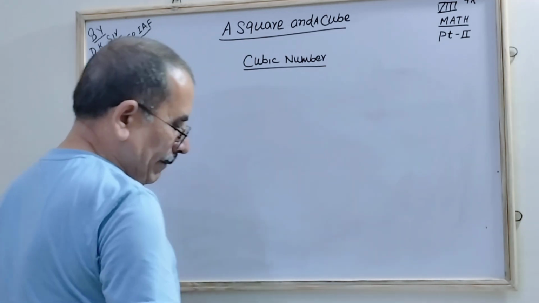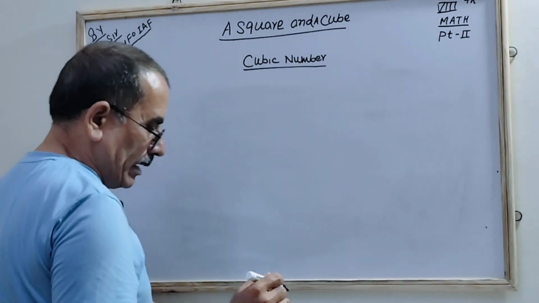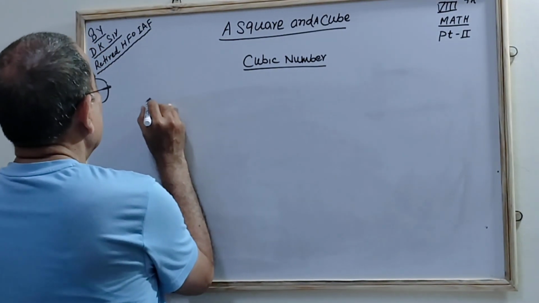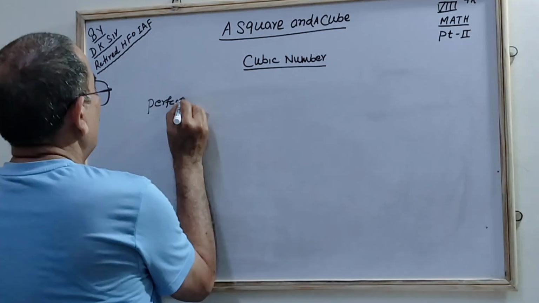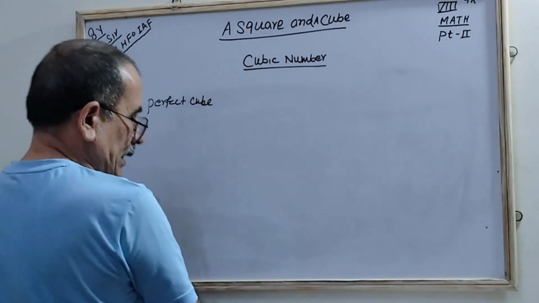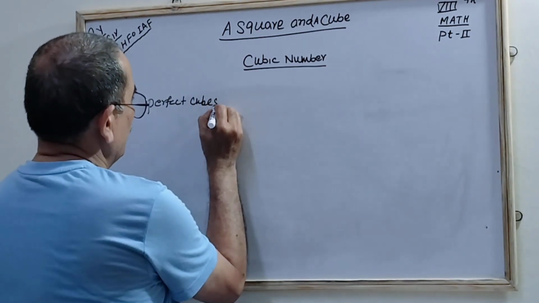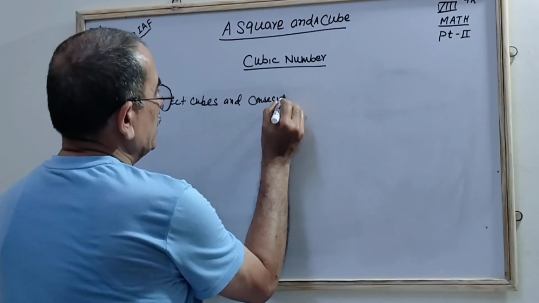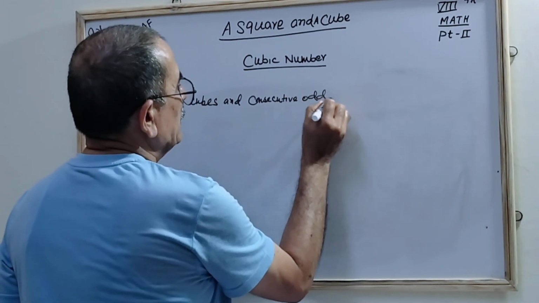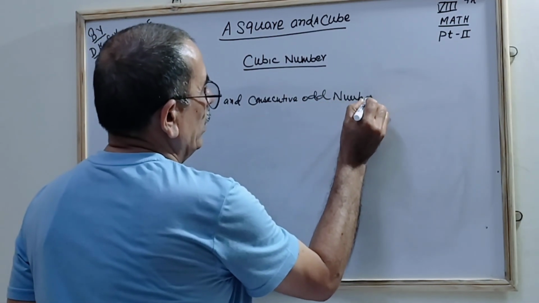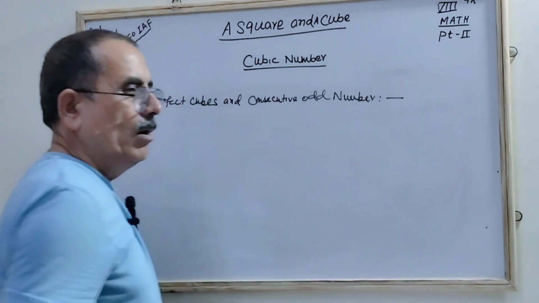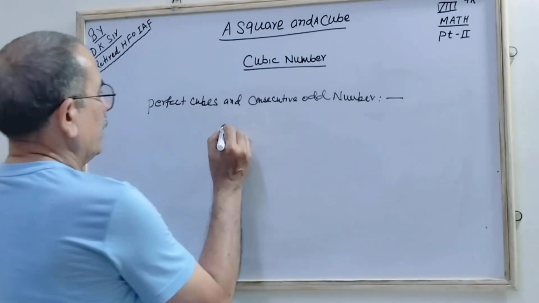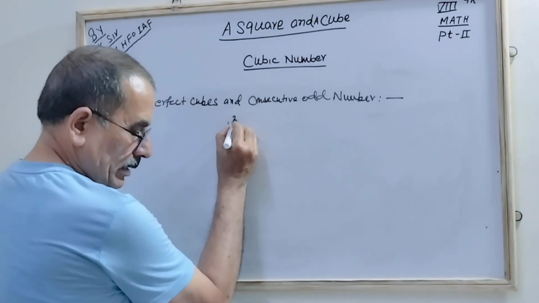We will see a few more important things. What is that? Perfect cubes and consecutive odd numbers. We say the perfect cubes, or we can say the cubes, and consecutive odd numbers, correct? Consecutive odd numbers. So we can see 1 cube is equal to 1, correct?